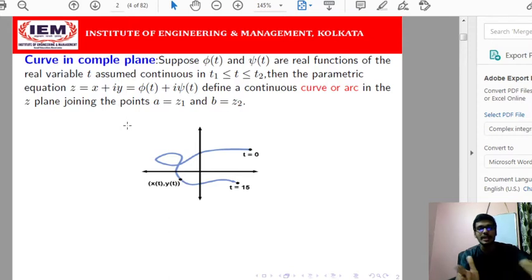Here I am taking the input plane, that is the z plane. I can take the initial point a as z1. What is z1? z1 is the point associated with the parameter t, which we are considering as t1, and b is the point z2, which is associated with the parameter t2. In that way, if I fix the lower point and upper point of the curve, we will get an arc.